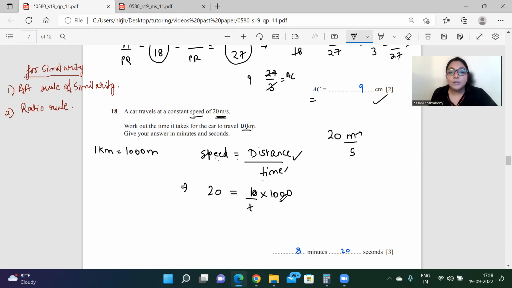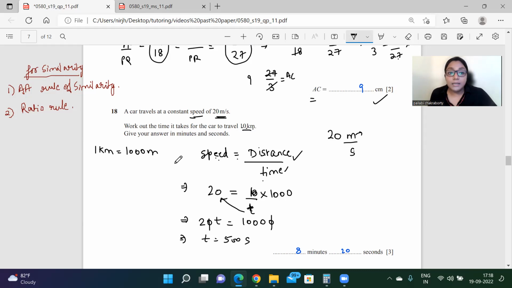That's the logic. So now, again, we have to find t. There are two methods to do it. Either you can get rid of, so you can take the t on this side, right? If you do that, it becomes 20t is equal to 10,000. Cancel the extra zeros. So t comes out to be 500 seconds.